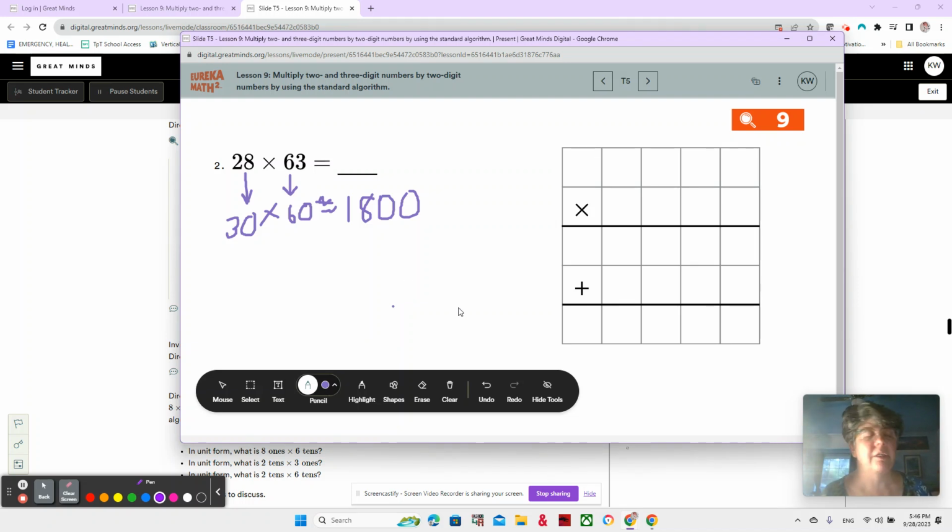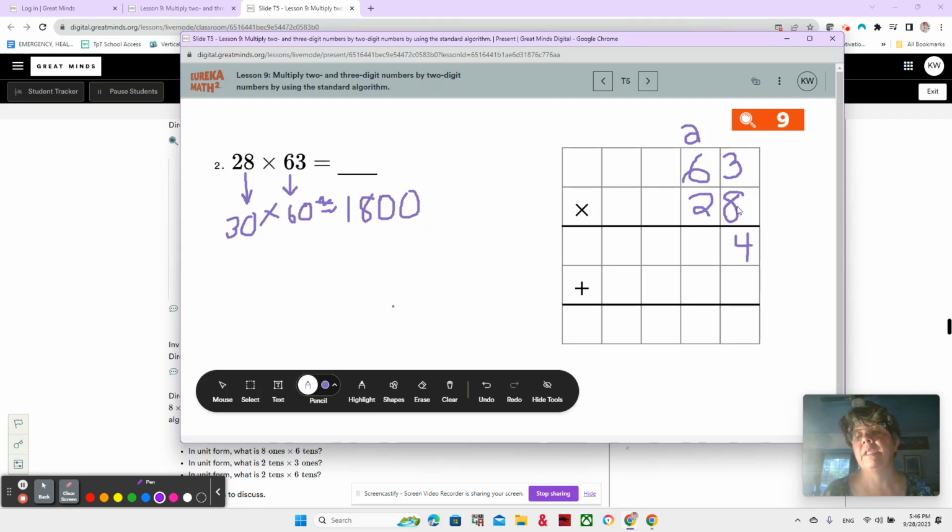Okay, so we're going to use the standard algorithm on this one. 63, 28, right? 28 groups of 63. All right, so we're going to think about 8 ones times 3 ones, okay? Thinking about it in unit form, 8 ones times 3 ones, that would be 24. 8 times 3 is 24, carry the 2, right?